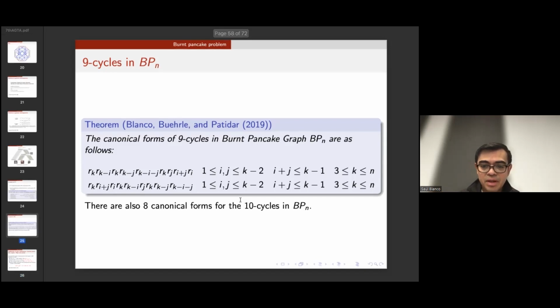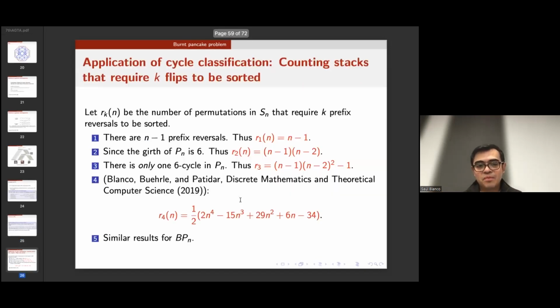Anyway, so what do we care? One application that we found for this cycle classification is the following. Actually this led to another project that is pretty interesting as well. One application is counting the number of stacks that require exactly k flips to be sorted. Essentially, let R_k(n) be the number of permutations that require exactly k flips to be sorted.